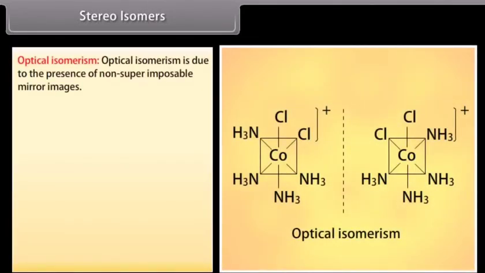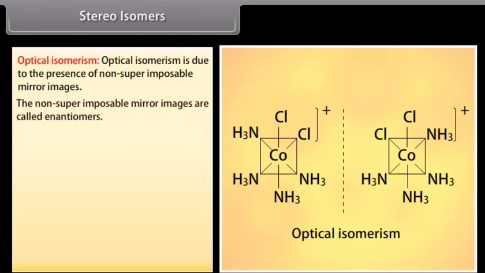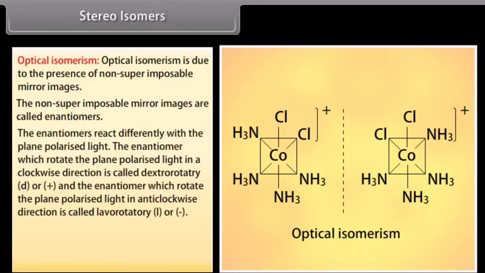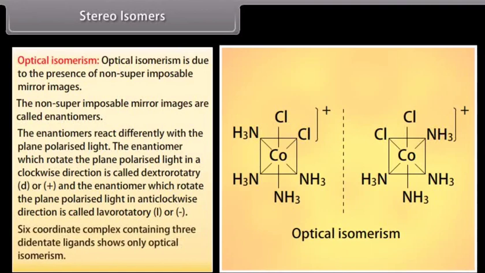Optical isomerism. Optical isomerism is due to the presence of non-superimposable mirror images. The non-superimposable mirror images are called enantiomers. The enantiomers react differently with the plane polarized light. The enantiomer which rotates the plane polarized light in a clockwise direction is called dextrorotatory, and the enantiomer which rotates the plane polarized light in anti-clockwise direction is called levorotatory. A 6-coordinate complex containing 3 bidentate ligands shows only optical isomerism.